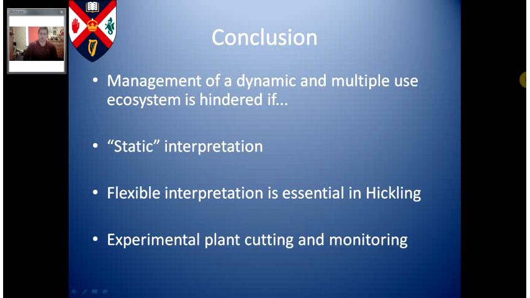To the future then, they're looking at experimental cutting and monitoring of areas. Again, wait and see, but this is costly and vague at best. So a policy put in place to produce positive effects can also produce negative effects if not interpreted and managed correctly. Thanks very much.